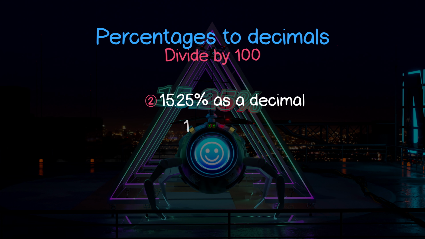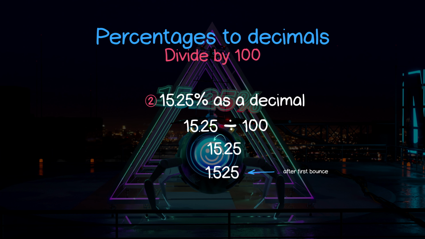15.25% as a decimal. Again, let's shift our decimal twice to the left so we can divide by 100 to find our decimal representation of this percentage. So we shift it once, and this gives us 1.525. And then a second time to give us our answer of 0.1525.